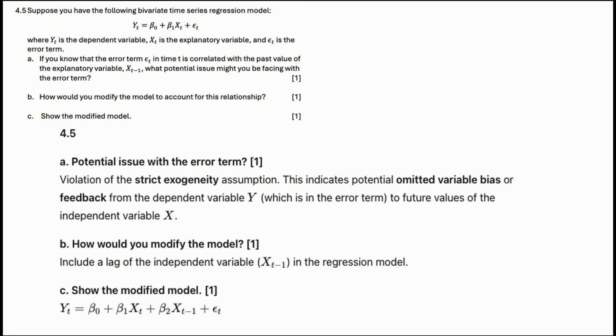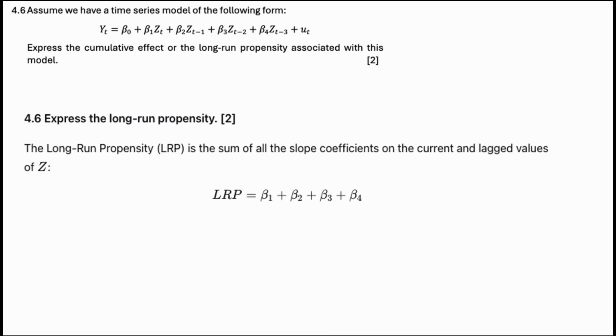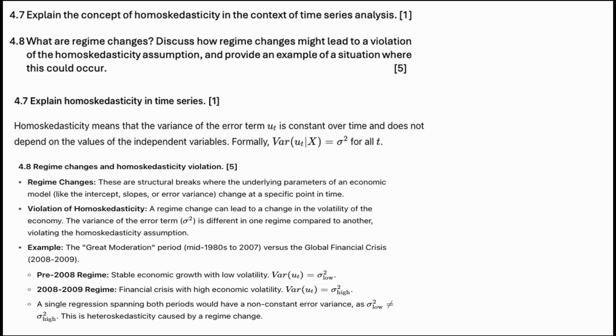So nothing crazy. 4.6, assume we have a time series model of the following form. There's the form, express the cumulative effect or the long run propensity associated with this model. Again, you just sum up the coefficients. And then explain the concept of homoscedasticity in the context of time series analysis. So that means that the variance of the term u in year t is constant over time and does not depend on the values of the independent variables.